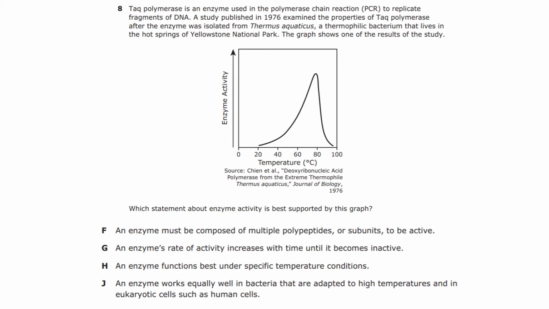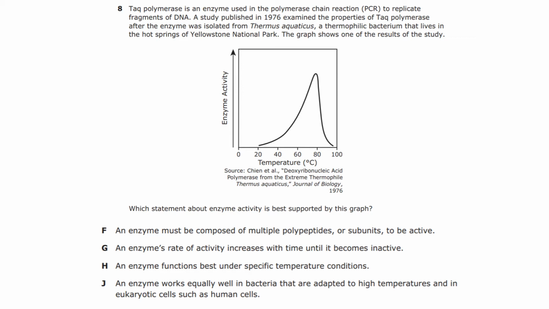So what that is showing you is there's just a very narrow range where this enzyme can work, because if it's too cool, it's not active, and if it's too hot, it's not active. So it says which statement about the enzyme activity is best supported by this graph? If you scroll down and look at choice H, it says an enzyme functions best under specific temperature conditions. That one is the correct answer.